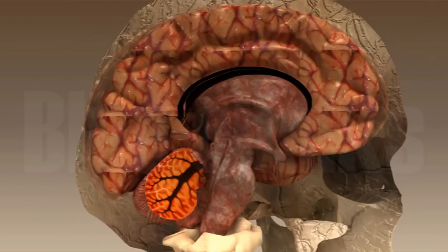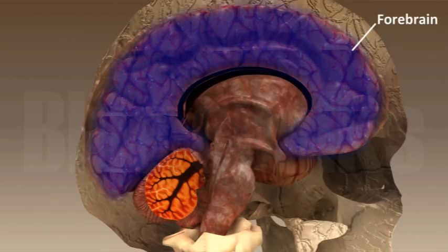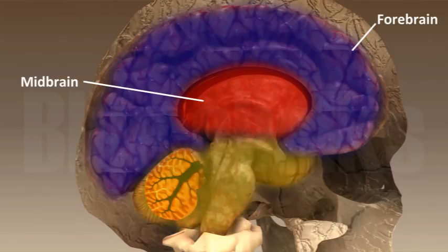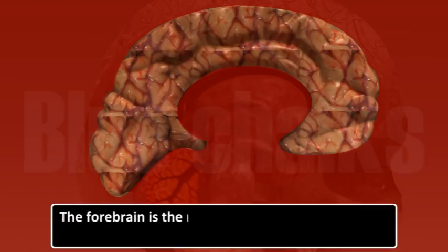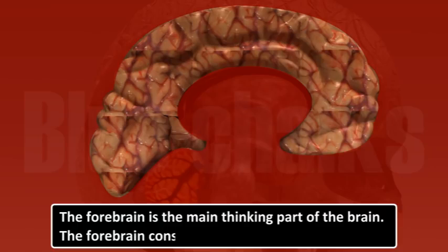The brain is divided into three regions: forebrain, midbrain, and hindbrain. The forebrain is the main thinking part of the brain. The forebrain consists of cerebrum. The cerebrum is the site of learning, reasoning, intelligence, personality, and memory.